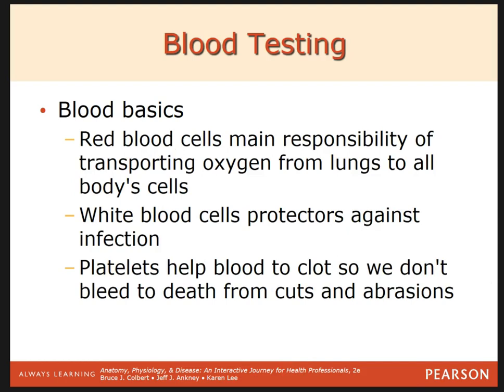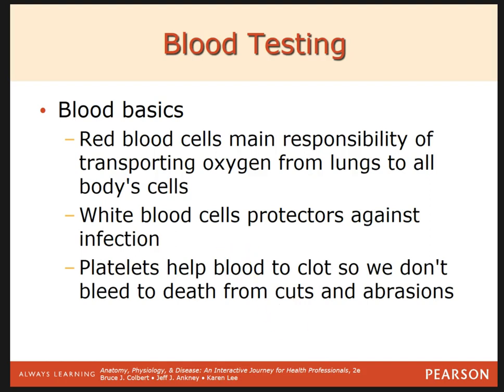So red blood cells help maintain our oxygen levels. They transport oxygen from the lungs to the body's cells by way of hemoglobin. White blood cells help to protect against infection. There are actually 5 different types of white blood cells. Then platelets, or thrombocytes, help the blood clot so that we don't bleed to death from any kind of cut, abrasion, or internal bleeding due to bruising.